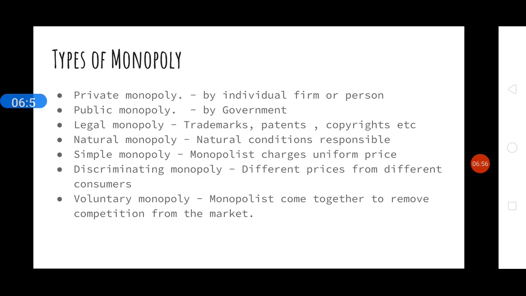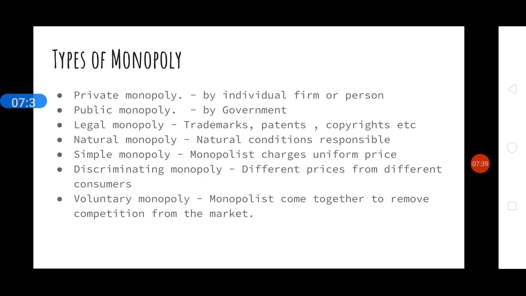Next type is simple monopoly, when the monopolist charges a uniform price to all the consumers. There is no price discrimination among the consumers. That type of monopoly is known as simple monopoly. Opposite to it is discriminating monopoly, when different prices are charged from different consumers for the same product or service. This is known as price discrimination, and this type of monopoly is known as discriminating monopoly. For example, a lawyer or a doctor can charge different fees to different classes of people, different customers who come to them.